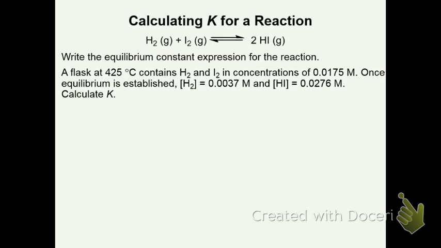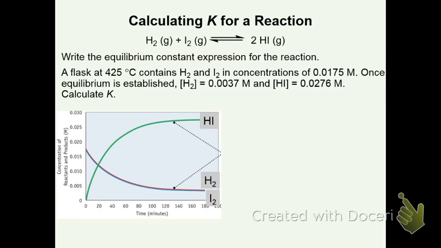So if we have a flask at 425 degrees C that contains hydrogen and iodine in equal concentrations, over time equilibrium will be established, and our final concentration of H2 is 0.0037 and the concentration of HI is 0.0276. So from this information we can calculate the equilibrium constant K.